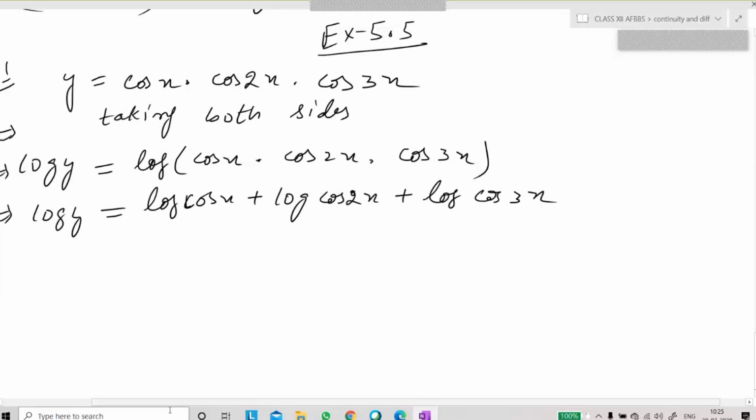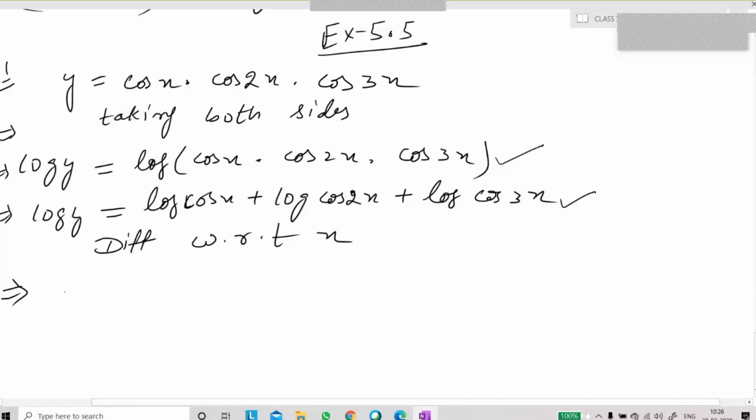Now you can see what has happened by taking the log. The three terms which were in multiplication in the previous step, by using the property of logarithm, have become an addition. And anything which is an addition or subtraction is easier to differentiate. Now at this step, we differentiate both sides with respect to x. So we have to differentiate log y with respect to x.